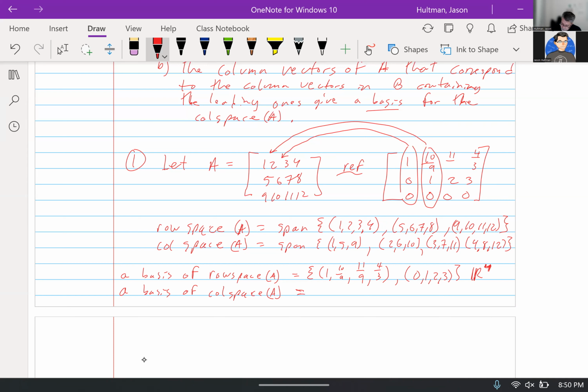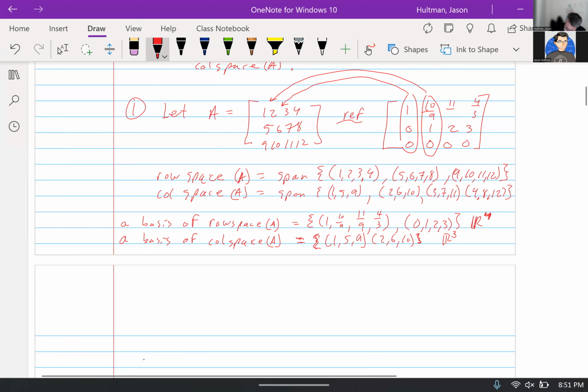So this is going to be 1, 5, 9, and 2, 6, 10. Those are the only linearly independent vectors in that matrix. And that is in R3. So the basis of the row space is in R4, but the basis of the column space is in R3.